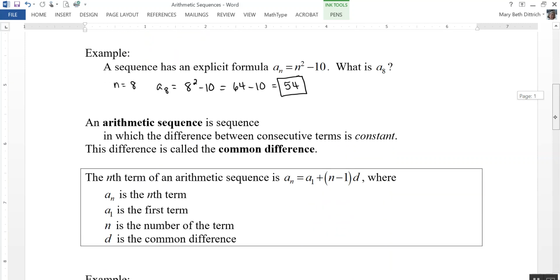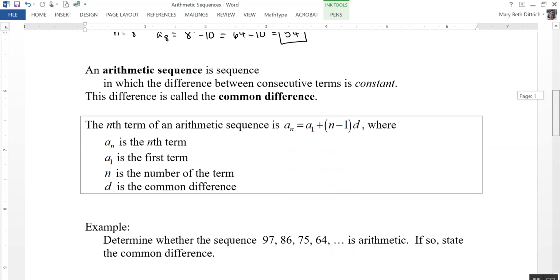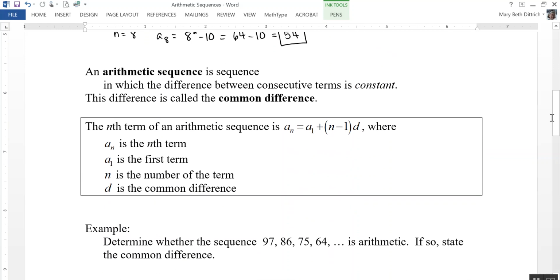An arithmetic sequence is a sequence in which the difference between consecutive terms is constant. This difference is called the common difference. Let me say a few things before I go on to the explicit formula here. Notice that I'm saying the word arithmetic, not arithmetic. When we say it as arithmetic, we're referring to a noun. Arithmetic is an adjective that describes the type of sequence this is.